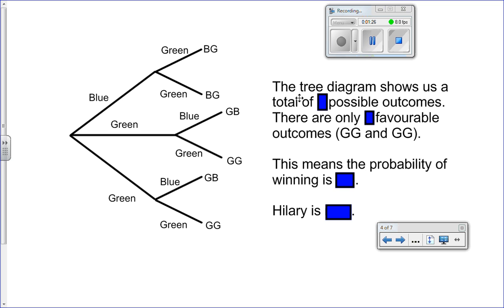So the tree diagram shows us a total of 1, 2, 3, 4, 5, and 6 possible outcomes. There are only 2 favorable outcomes, green, green, and green, green. This means the probability of winning is 2 out of 6. So do you think Hillary is right, or is she wrong? Well, it turns out Hillary is right.